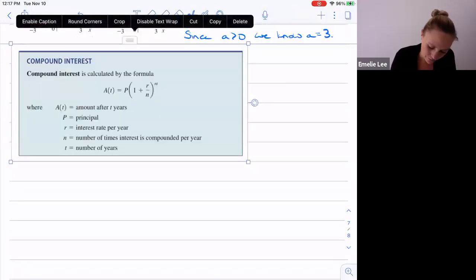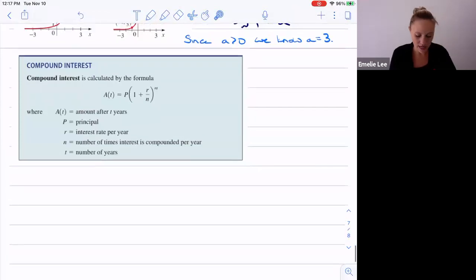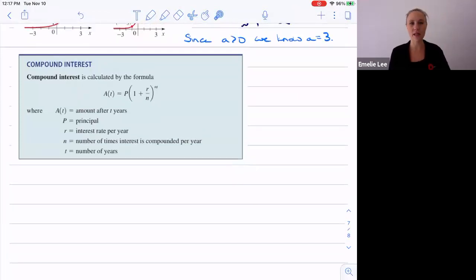Okay, so what we have is this formula, and I'm always going to give you the formulas that you need, right? So you're not going to have to develop them, because that can be really difficult. So what we have is the compound interest. A of t is the amount of money after t years. So t is in years.